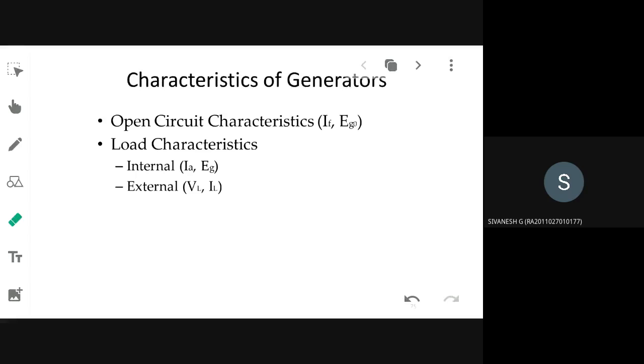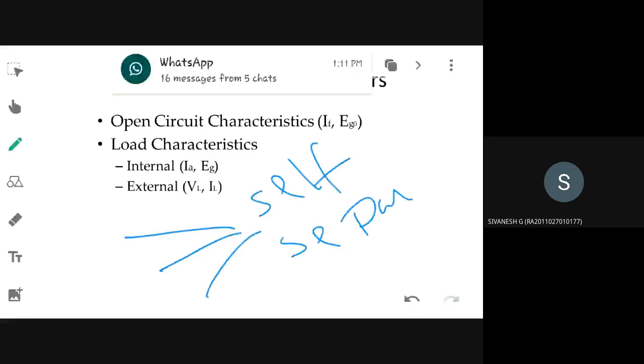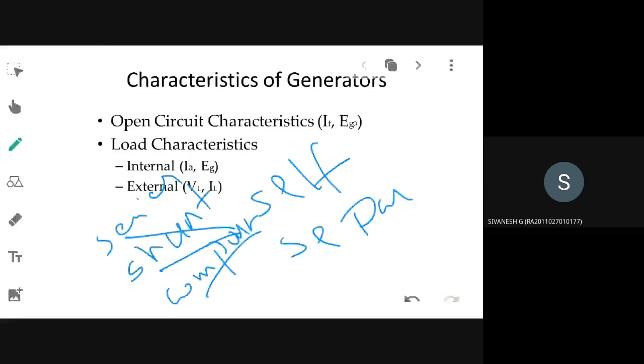Separately excited and self-excited. Under self-excited, what are the various classifications that you are having? Series, shunt, and compound. For all these generators, you need to discuss how to draw the characteristic features. That we are going to talk about today, plus the starters for the DC motors. These two things we'll try to finish off.